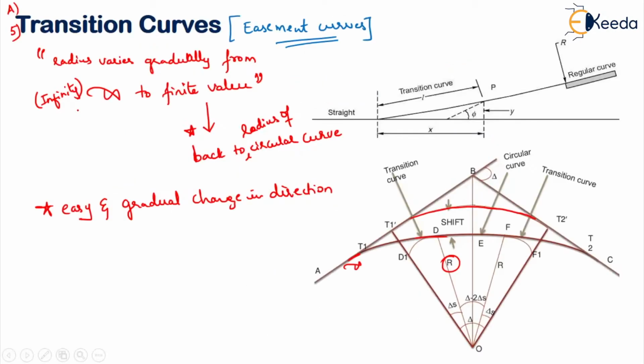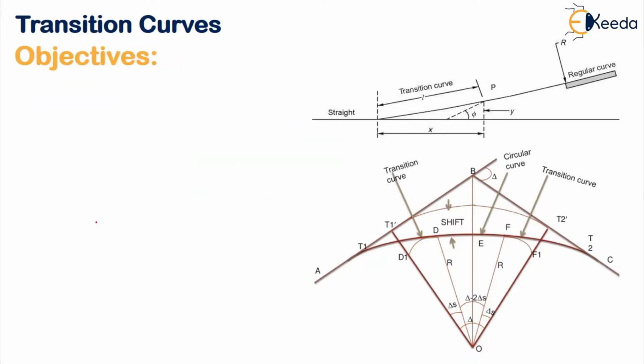To get started, we have already seen in the previous lesson what a transition curve is. It's also known as an easement curve, where the radius gradually varies from infinity to a finite value. The finite value is equal to the radius of the circular curve. This may happen from a tangent to a circular curve or from a circular curve to a tangent. Normally, we give a transition curve for an ease and gradual change in direction. Now, in detail, let us see the objectives of providing a transition curve.